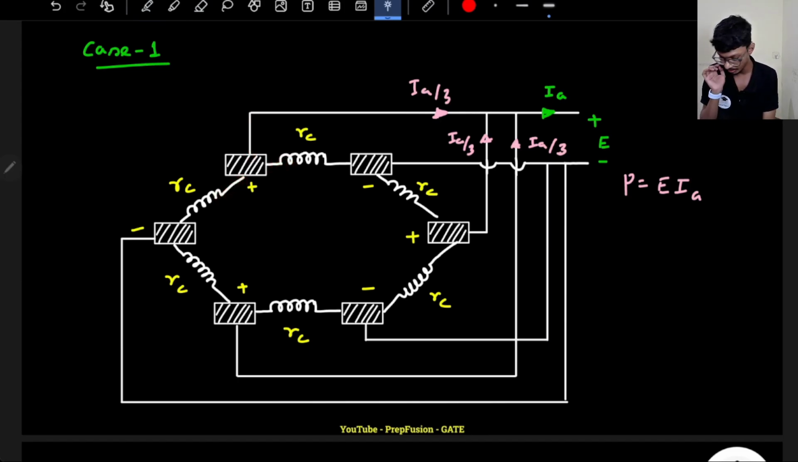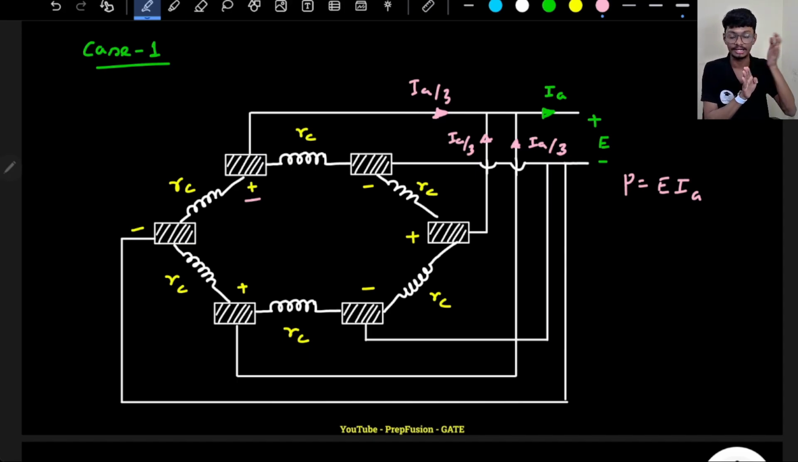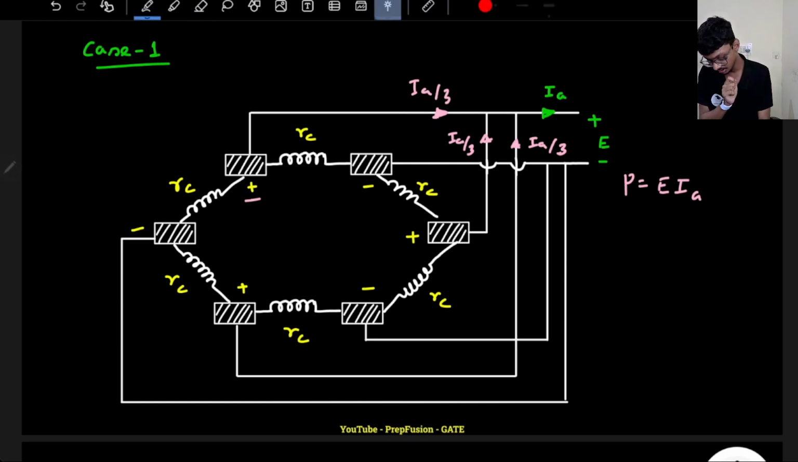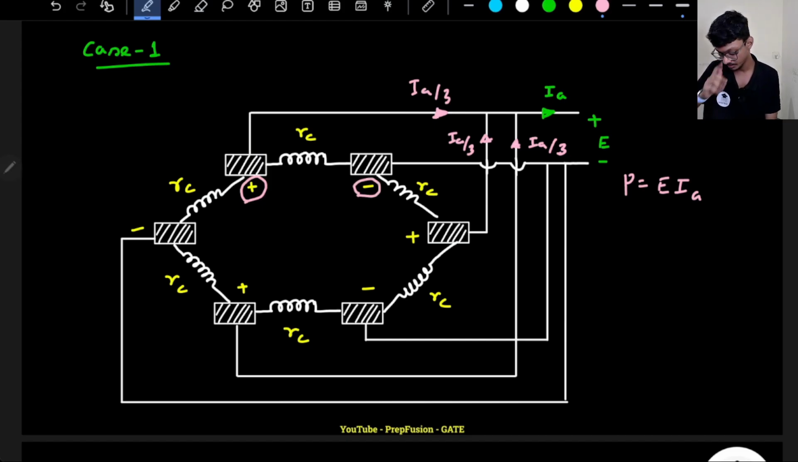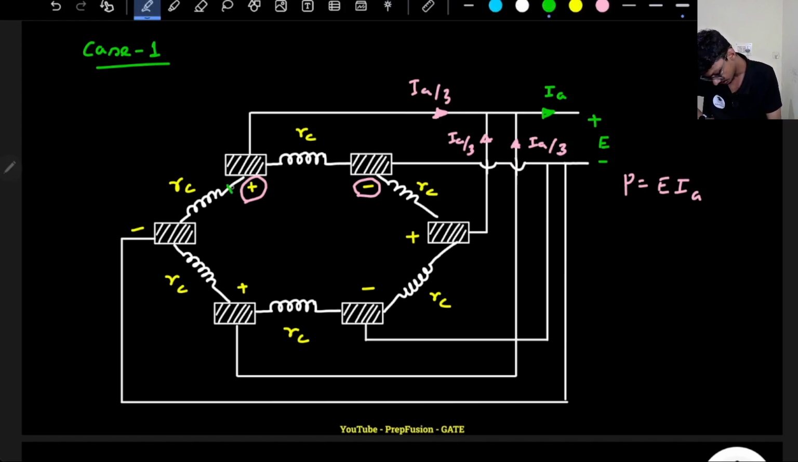Again for a lap winding, remember the signs will alternate, right? What is lap winding? The ending of one of the coil is connected with the starting of the other coil. So starting will be plus, ending will be minus. That's why if you see, signs are alternating here. I hope you understood this point. So this will be Ia by 3, Ia by 3, Ia by 3. Now this current will be Ia by 6, this current will be Ia by 6.